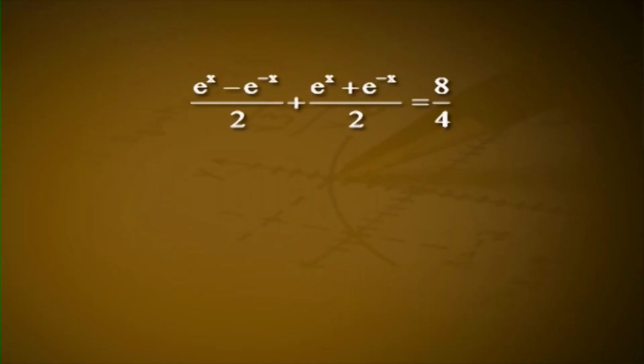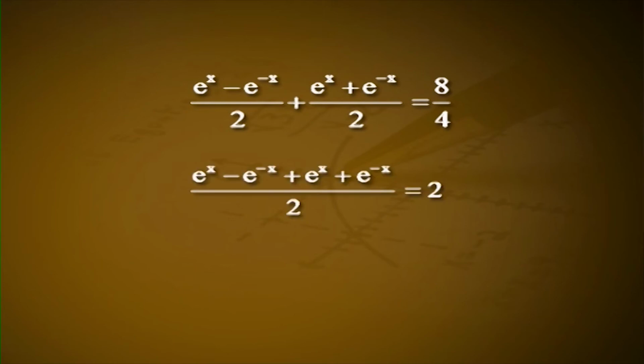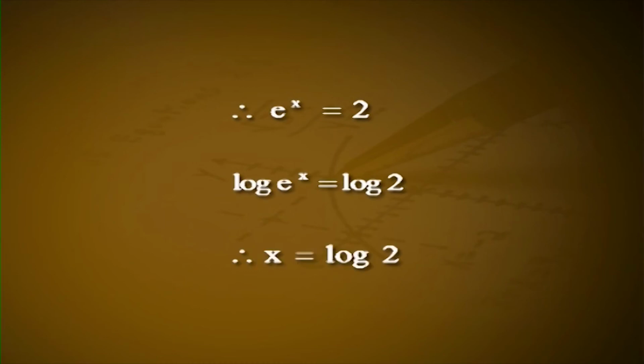Now, sinh x plus cosh x is equal to 3 by 4 plus 5 by 4. That is, (e raised to x minus e raised to minus x) by 2 plus (e raised to x plus e raised to minus x) by 2 is equal to 8 by 4. That is, e raised to x minus e raised to minus x plus e raised to x plus e raised to minus x, divided by 2, is equal to 2. That is, twice e raised to x divided by 2 is equal to 2. Therefore, e raised to x is equal to 2. That is, log of e raised to x is equal to log 2. Therefore, x is equal to log 2.